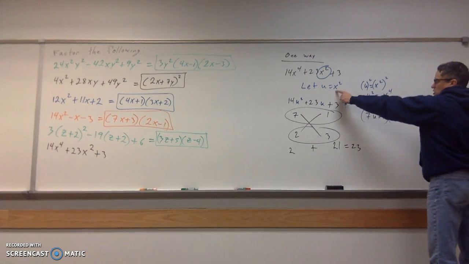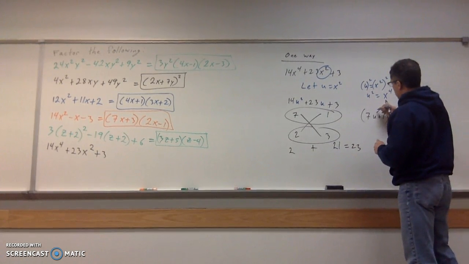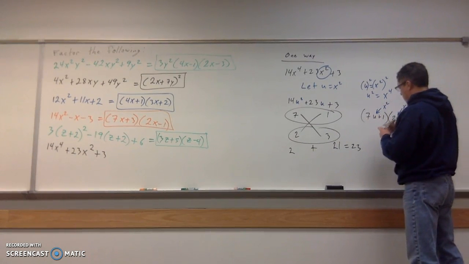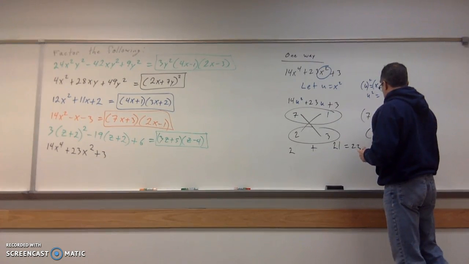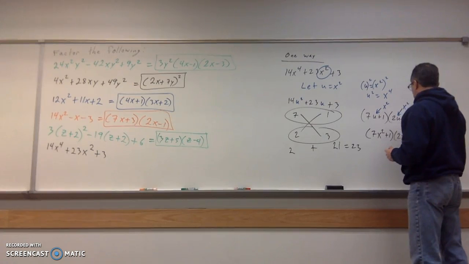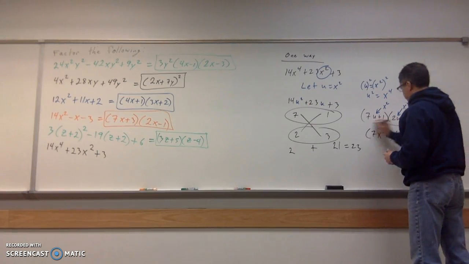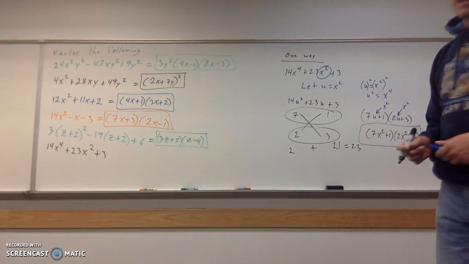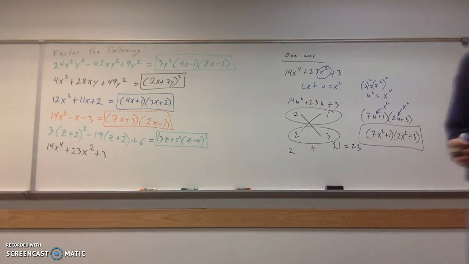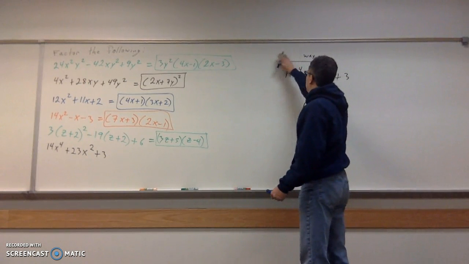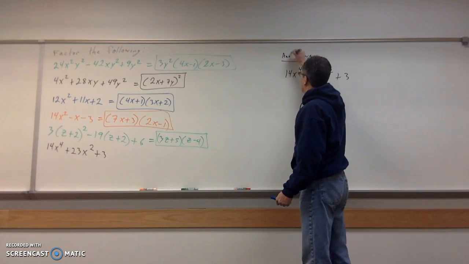But u is x squared, right? So I'll put x squared in there. So we're really looking at 7x squared plus 1, and then 2x squared plus 3. So let me hit pause at this point, erase the board, and I'll show you the other way of doing this problem.